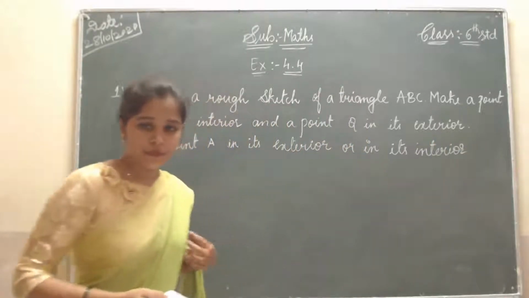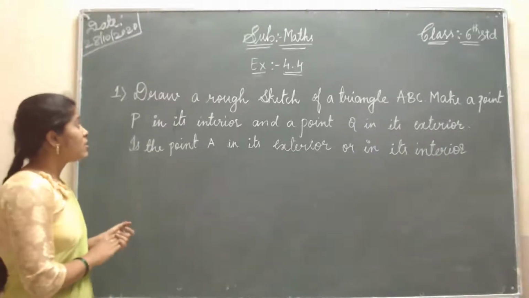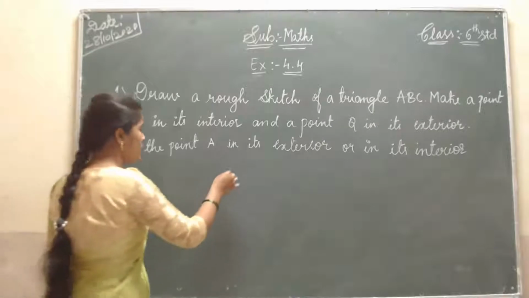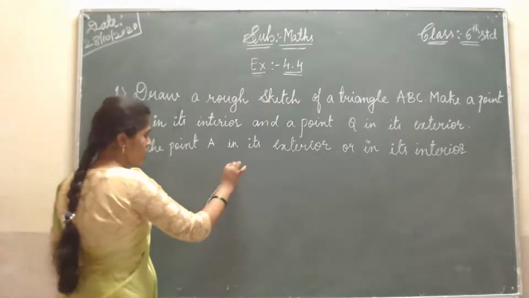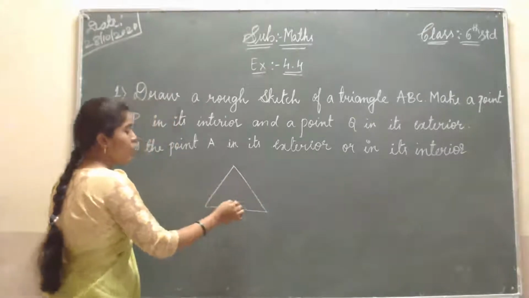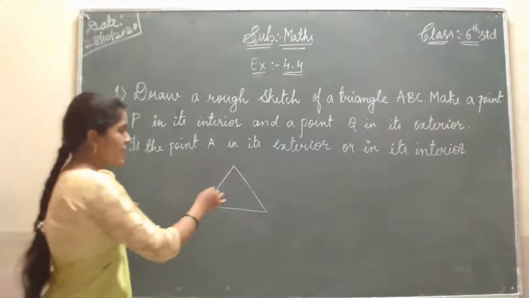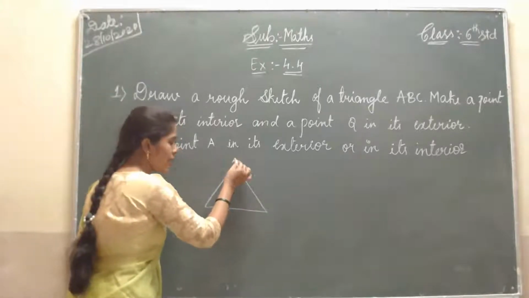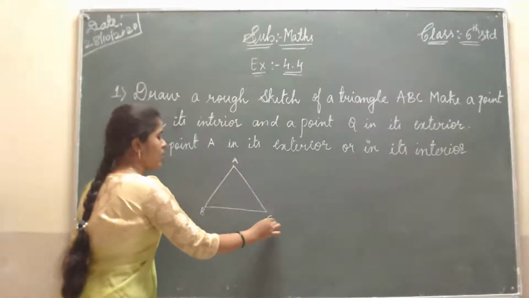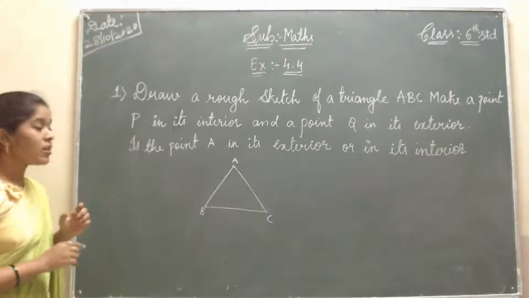See here. What is the question? Draw a rough sketch of a triangle. This is a triangle. A three-sided polygon is nothing but a triangle. Triangle ABC means we have to give the names A, B, and C. This is a triangle ABC. In this, we make a point.